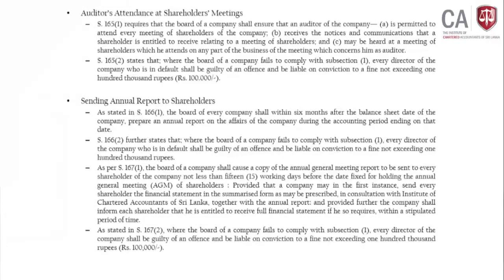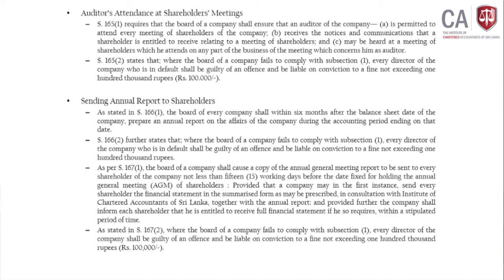As stated in section 167(2), where the board of a company fails to comply with subsection 1, that is, the annual report or financial statement has not been provided, every director of the company shall be guilty of an offence and be liable on conviction to a fine not exceeding 100,000 rupees.